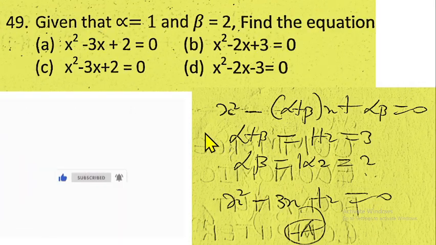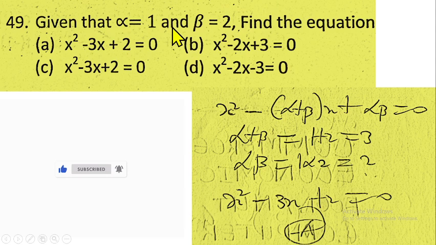Question number 49, we are given that alpha is 1 and beta is 2. Find the equation. So we are given the two roots of a quadratic equation, and we want to find the quadratic equation back. When alpha and beta are the roots of a quadratic equation, there is a template you can use to get the equation back.